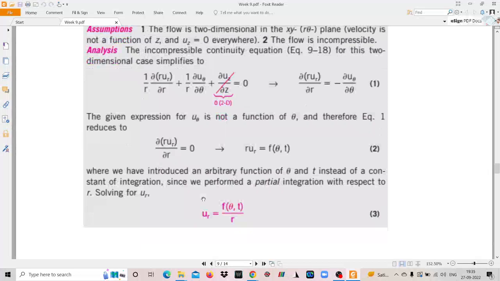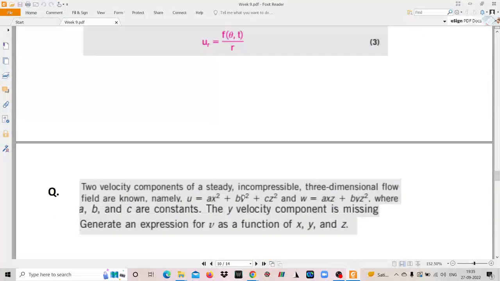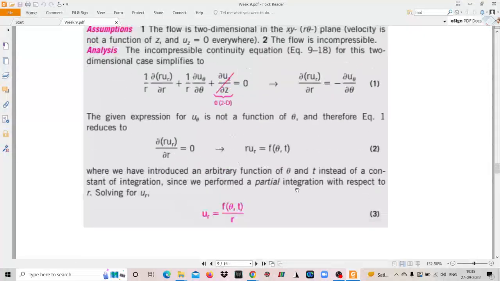Now if we solve for u r, what will be the value of u r? It is f of theta and t by r. Okay, so this is the value.